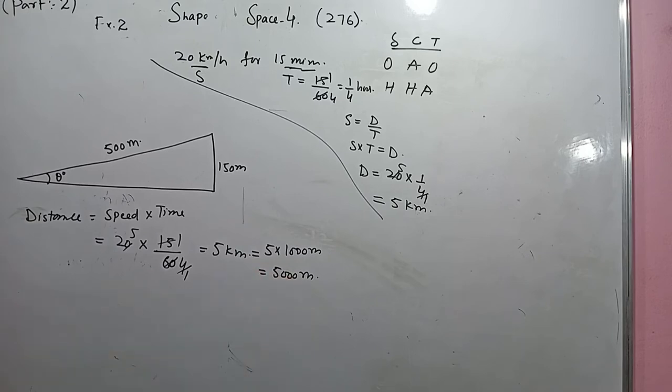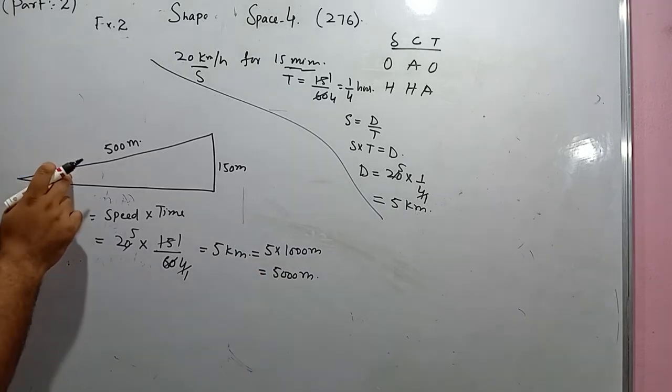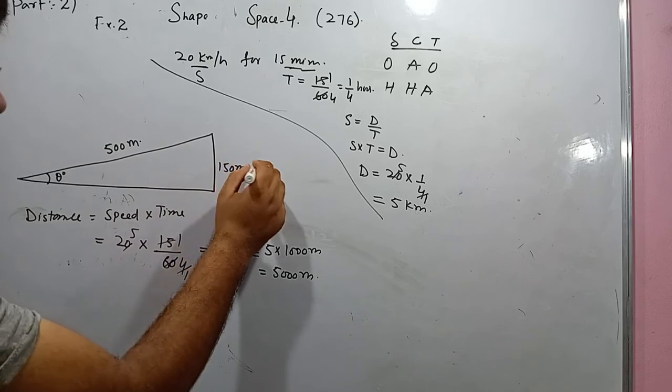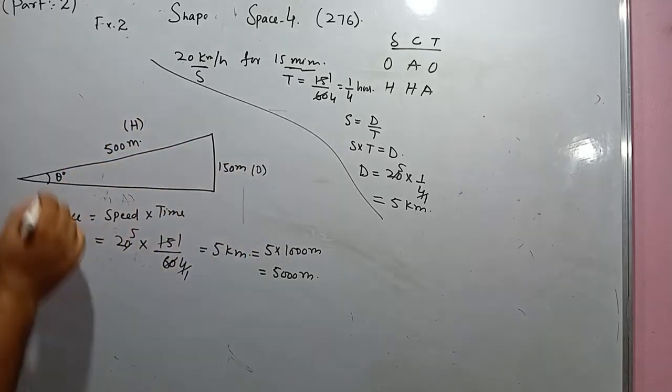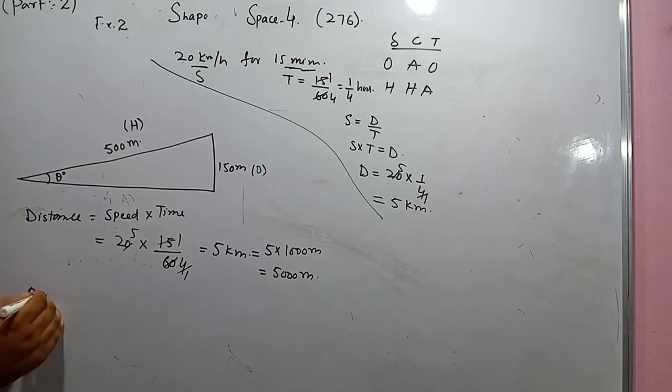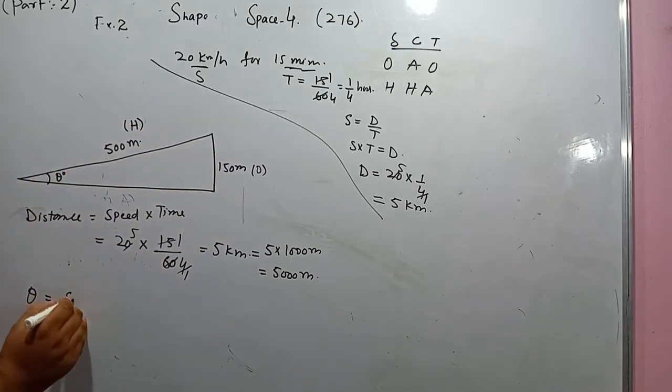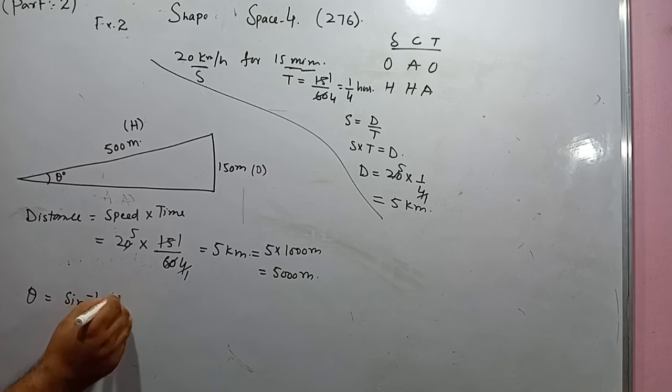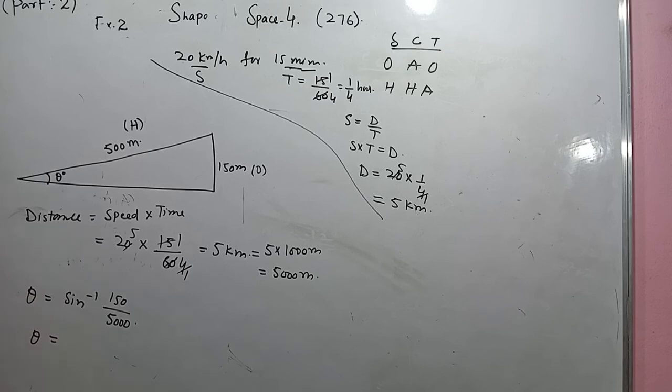I got 5000. Now you can see for this theta, this angle, this is opposite and this is hypotenuse. So how to find theta? I will write directly theta is equal to sine inverse of opposite by hypotenuse. What is opposite? It's 150 divided by 5000. Now you can use the calculator and you will get the answer. It is sine inverse 150 divided by 5000.